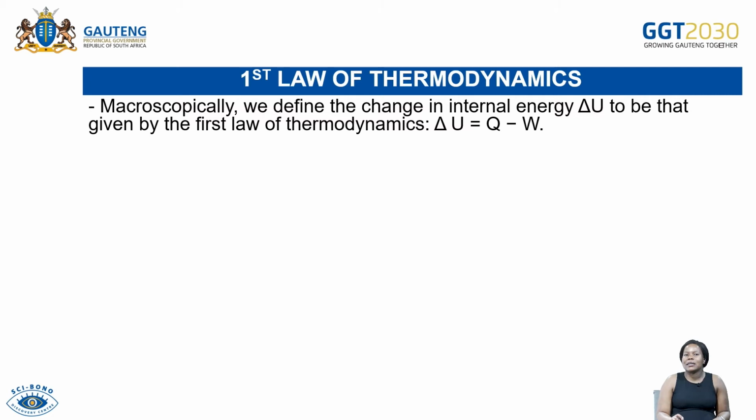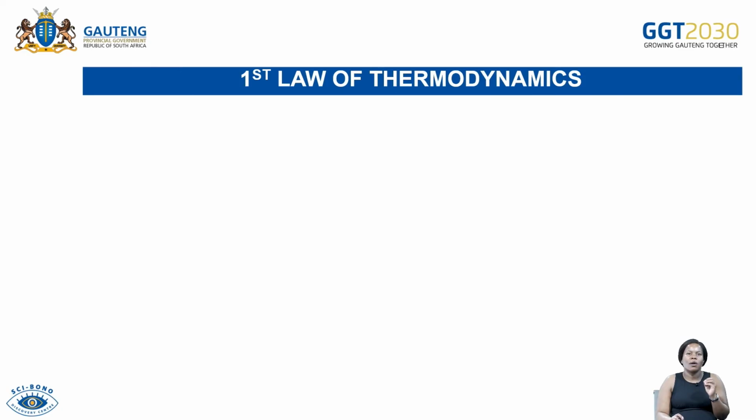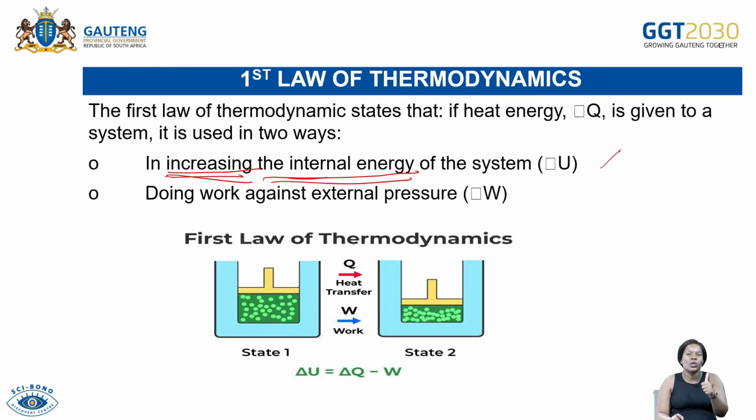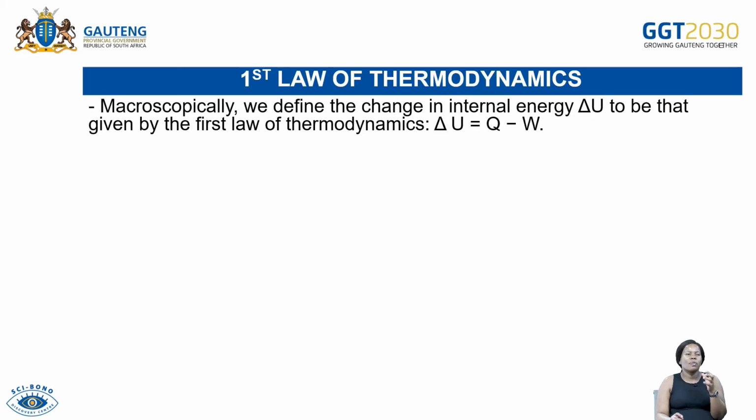Now, microscopically, what do we see when there is a transfer of energy? Remember, this transfer of energy is used in two ways. One, we are increasing the internal energy of the system. Two, doing work against external pressures. So microscopically, what is happening? We define the change of the internal energy, given by the first law of thermodynamics, to be ΔU, which is the heat that is absorbed minus the work that is done against the external forces.